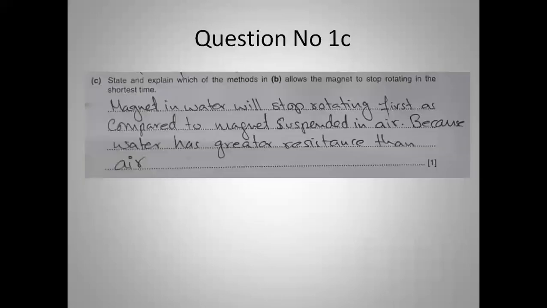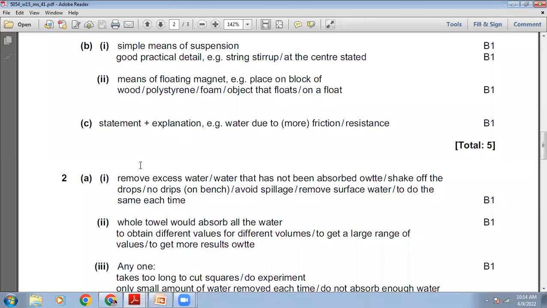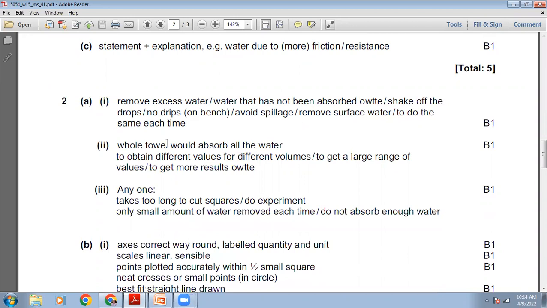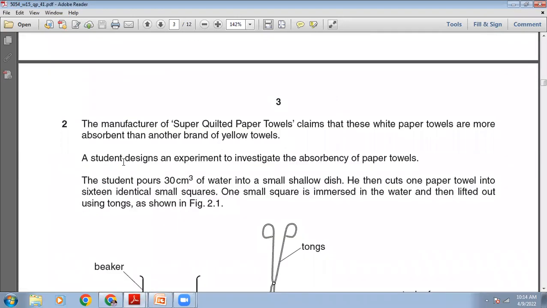Okay, so let's have a look at the answer I have written. Magnet in water will stop rotating first as compared to the magnet suspended in air, because the water has greater resistance than air. So let's look at the answer here. It says statement plus explanation, for example, water, due to more friction or resistance. So our answer is right. Okay, so we are done with question number 1 of the winter 2015 paper one.